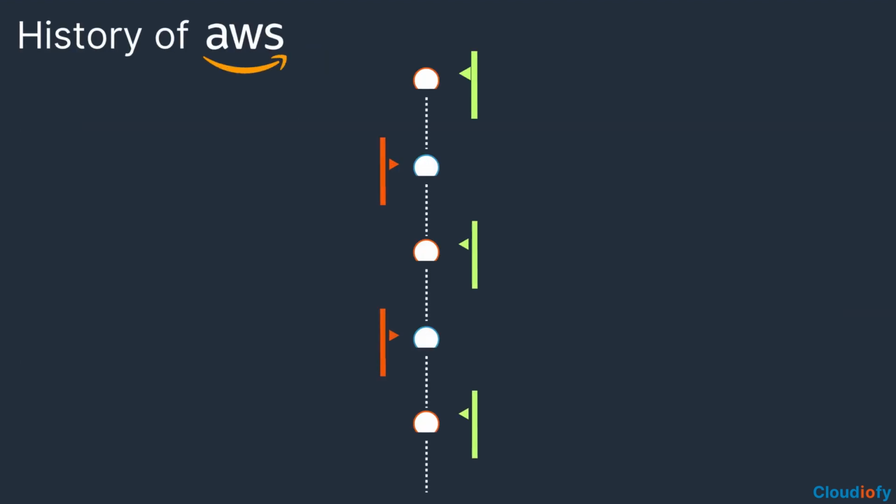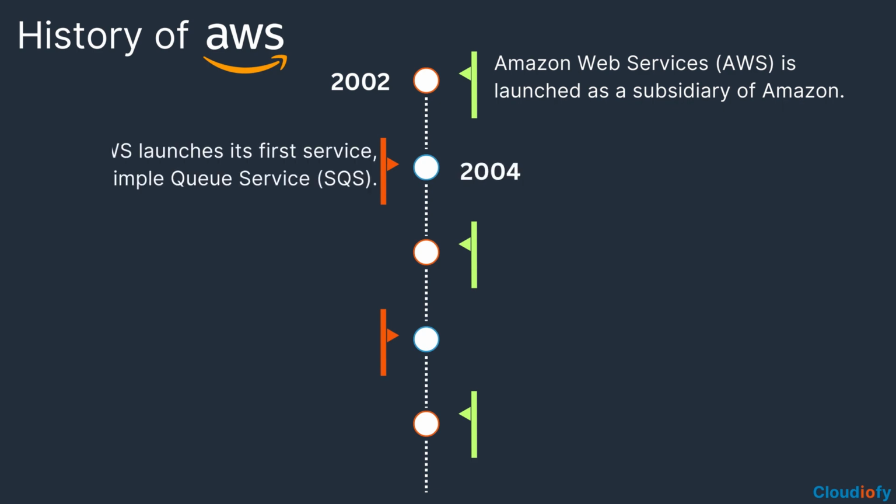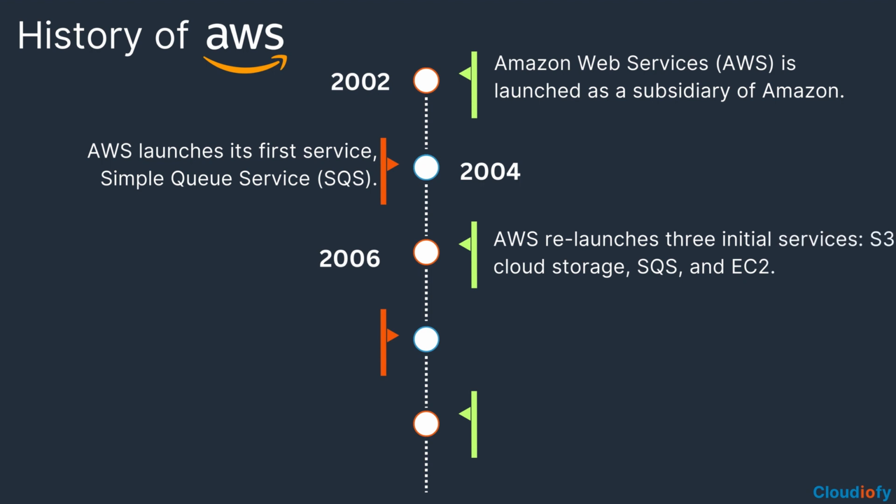Let's explore the timeline of AWS and its key milestones. AWS was launched as a subsidiary of Amazon in 2002. In 2004, AWS introduced its first service, Simple Queue Service, SQS. Then, in 2006, AWS relaunched three initial services, S3 Cloud Storage, SQS, and EC2.